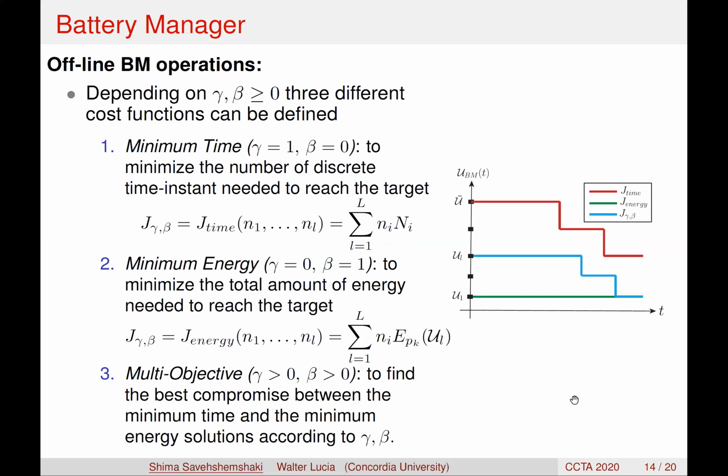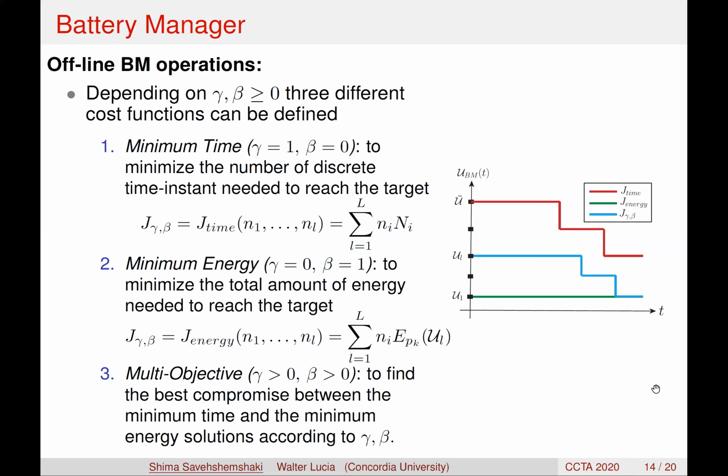The second one is minimum energy. With this value of gamma and beta that is illustrated here, it minimizes the total amount of energy needed to reach the target, as it is shown by the red profile in this figure. And the other cost function is the multi-objective one, in which both gamma and beta are greater than 0, and it will be used to find the best compromise between the minimum time and the minimum energy solution, which is this blue profile in the figure.